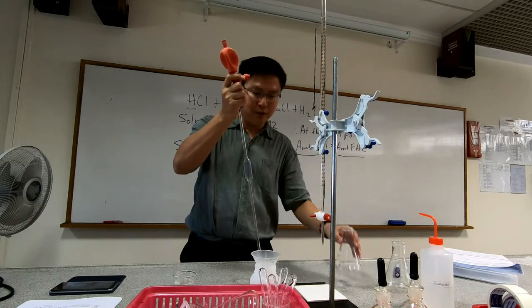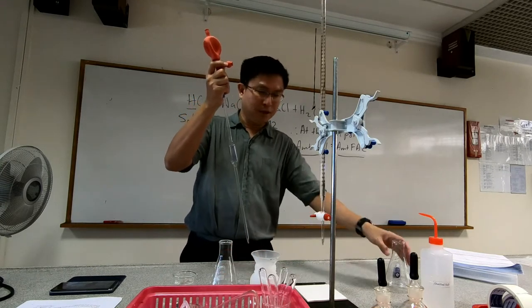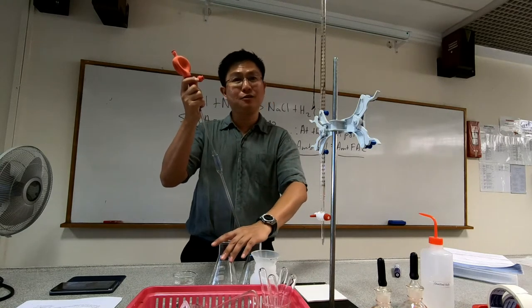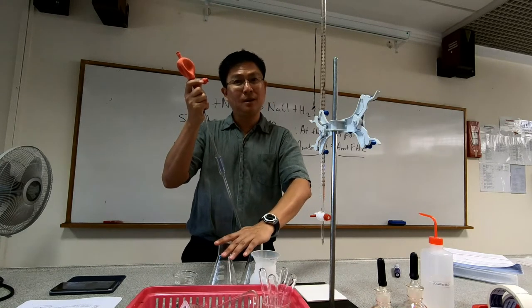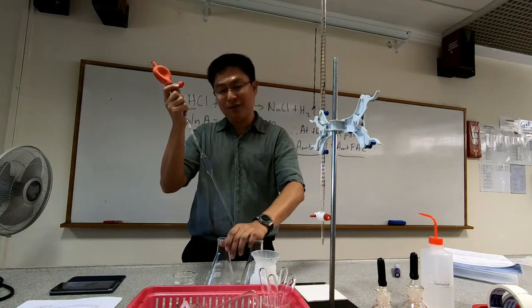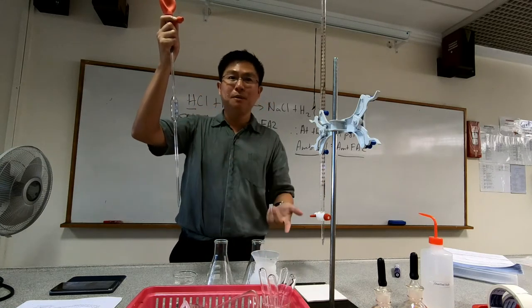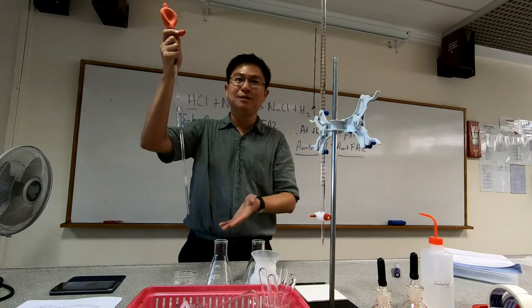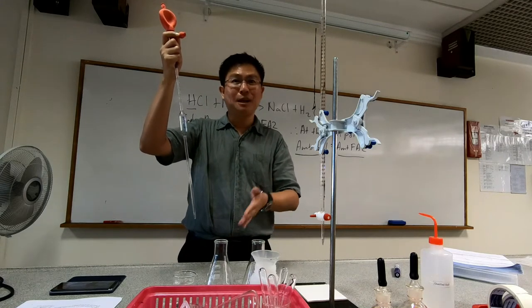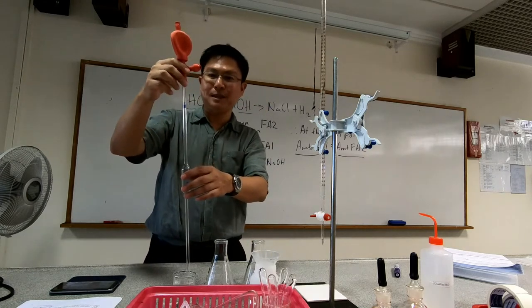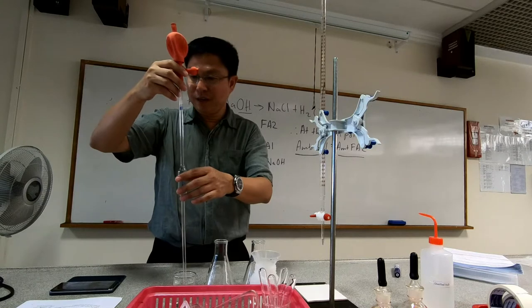Now I will use it to fill up the conical flask. Notice these conical flasks are not rinsed with any solution, they are only rinsed with water. Why? It's because this conical flask only needs to contain the amount that's added from the pipette. If you rinse it with any other solution, you are adding additional chemicals. So I shall now suck up the FA2.